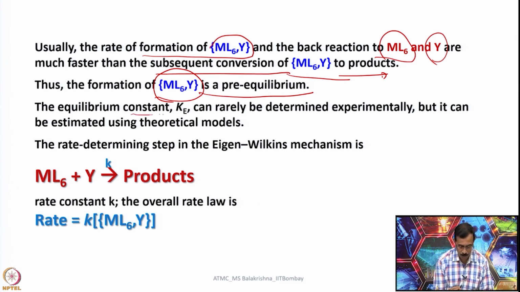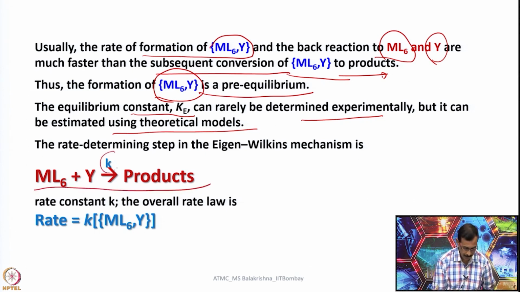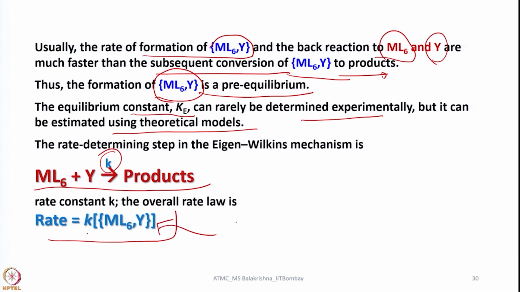So, these facts prove that formation of encounter complex is a pre-equilibrium state of the substitution reaction. The equilibrium constant Ke can rarely be determined experimentally for the encounter complex, but it can be estimated using theoretical models. The rate determining step in the Eigen-Wilkins mechanism is given by this equation here, with this rate constant. So, the overall rate law can be given in this form: the equilibrium constant times the concentration of the encounter complex.